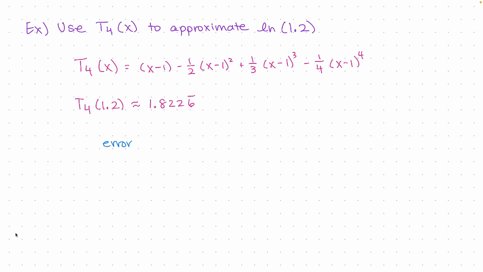Yeah, just subtract. The error is going to be the natural log of 1.2 minus the fourth degree Taylor polynomial evaluated at 1.2, but let's take the absolute value. So I'm just going to subtract natural log of 1.2, and I'm getting a very small answer: 5.489 times 10 to the negative fifth. That was not that far away. That was pretty darn close.